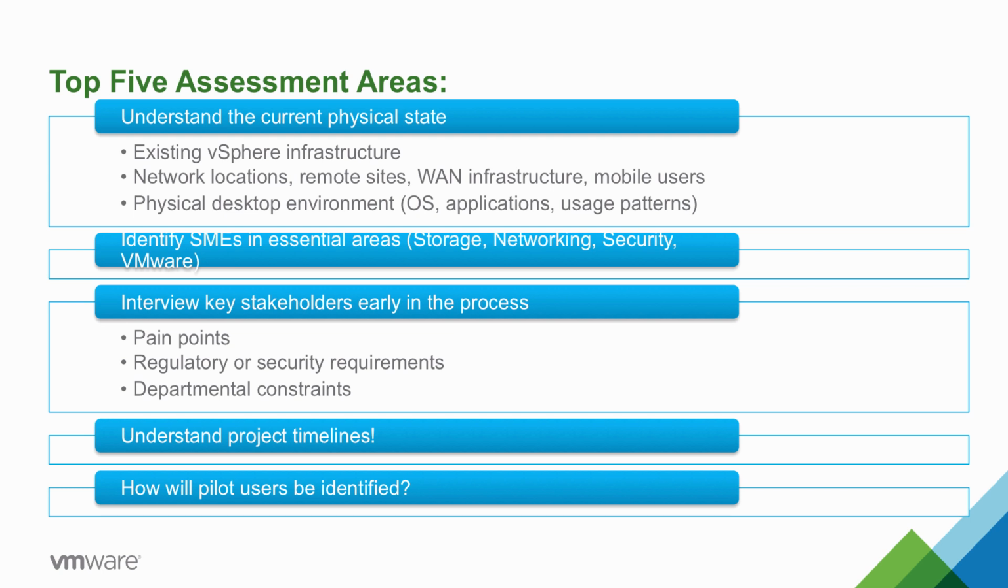Some important things that a lot of customers overlook during the assessment phase: this is the perfect time to start to identify the subject matter experts in all the essential areas that will impact the Horizon project. Storage, networking, security, and vSphere are just some of the areas that are important to understand. Also, we need to identify and interview our key stakeholders early in the process. We need to completely understand the user use case, their pain points, what regulatory or security requirements their individual areas or departments need, and what departmental constraints and special needs there are for each individual use case. We also need a good understanding of the project timelines.